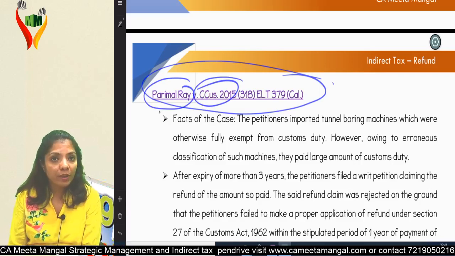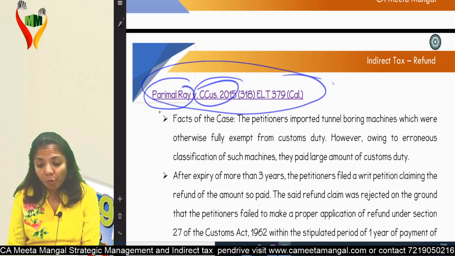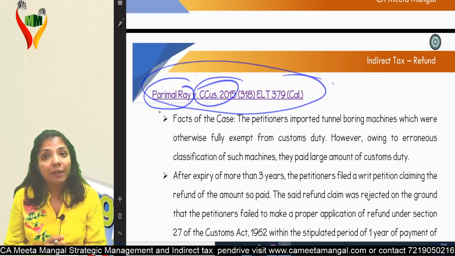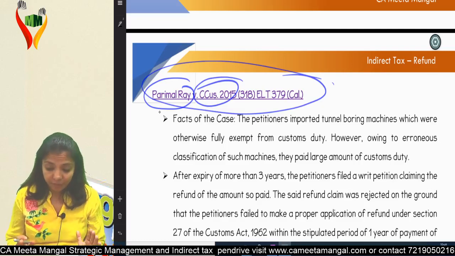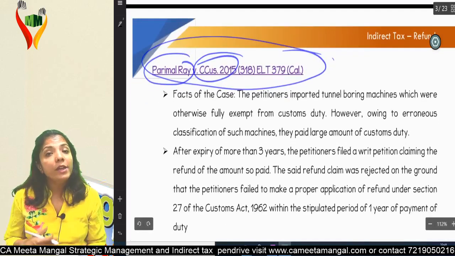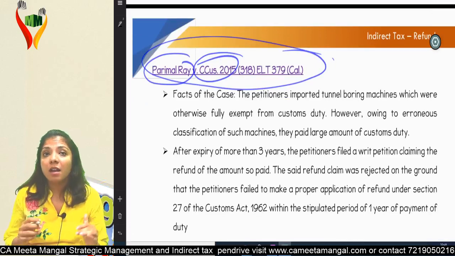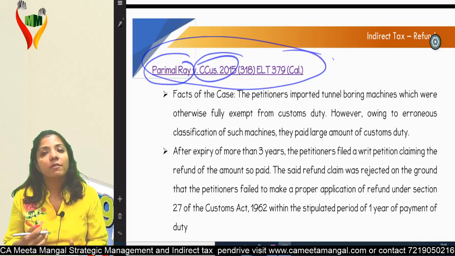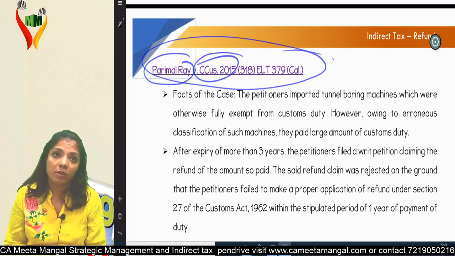So what is happening here? Facts of the case. The petitioner imported tunnel boring machines which were otherwise fully exempted from customs duty. They had imported tunnel boring machines which were fully exempted. However, owing to erroneous classification of such machines, they paid a large amount of customs duty. They must have done some wrong classification, and because of it they ended up paying a huge amount of customs duty.